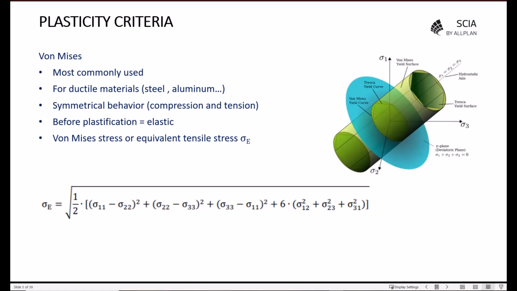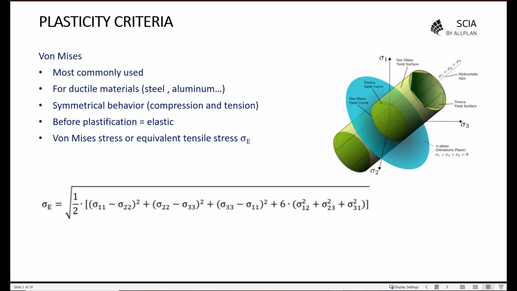I'll explain the different plasticity criteria. The first one is the von Mises criteria. It's the most commonly used for ductile materials like steel, aluminium. The von Mises criteria takes into account compression, tension, and shear criteria to give an isotropic stress level, the same in all directions. It does not indicate the type of the solicitation, whether compression, tension, or shear.